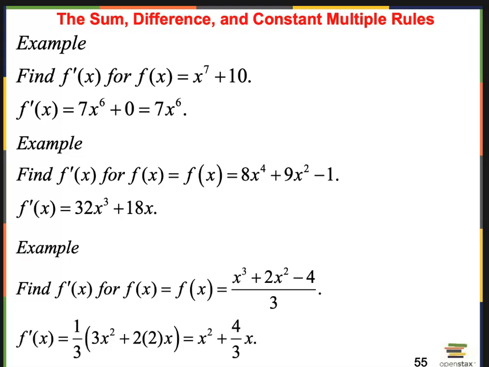All right, let's look at another example. So here, we're looking at a quotient. But since that's a 3, we can pull that out front, and that becomes 1/3. And then take the derivative of x cubed, which is 3x squared, of 2x squared, a constant rule there in our power rule, 2 times 2x. And then, of course, the derivative of any constant is 0. And if we simplify this, we end up with x squared plus 4/3 x.